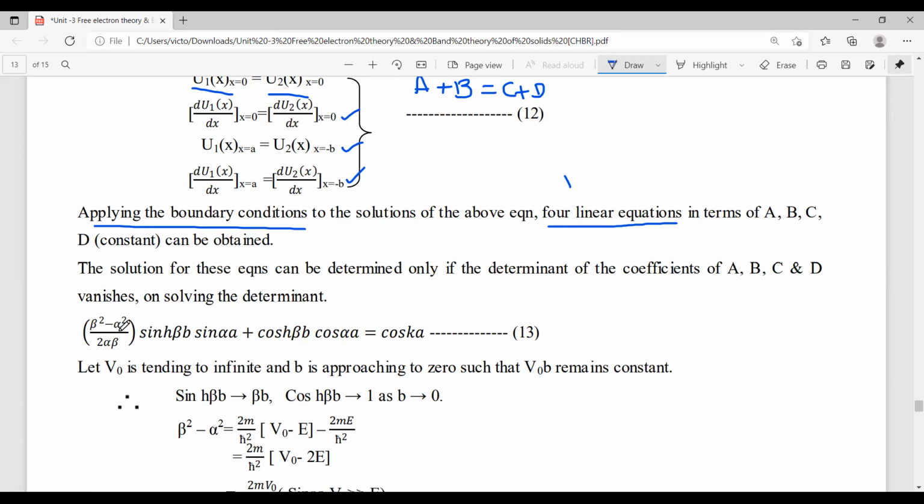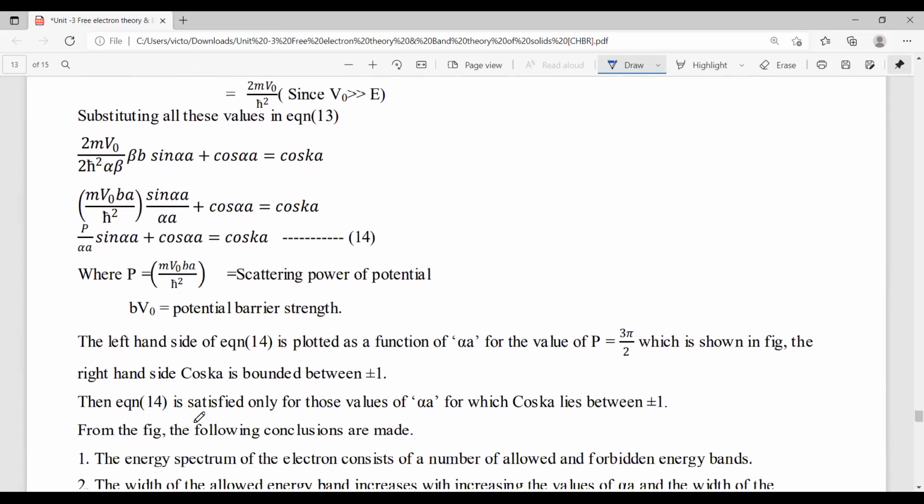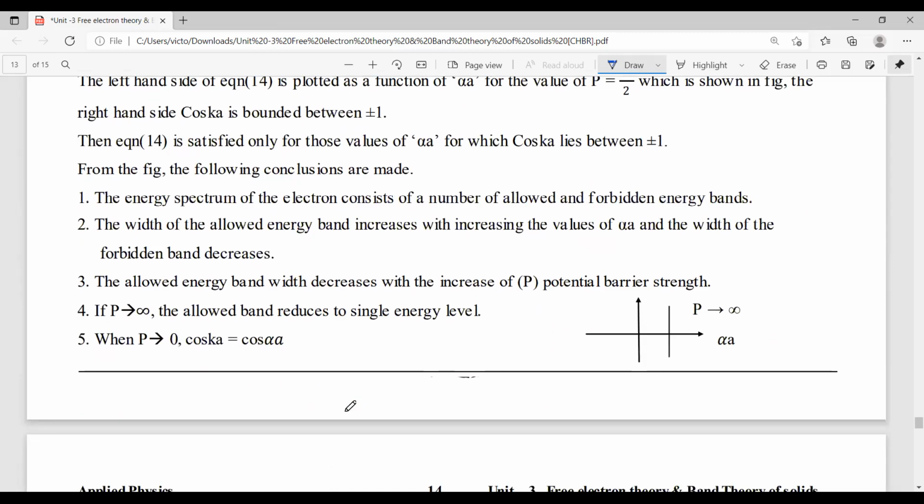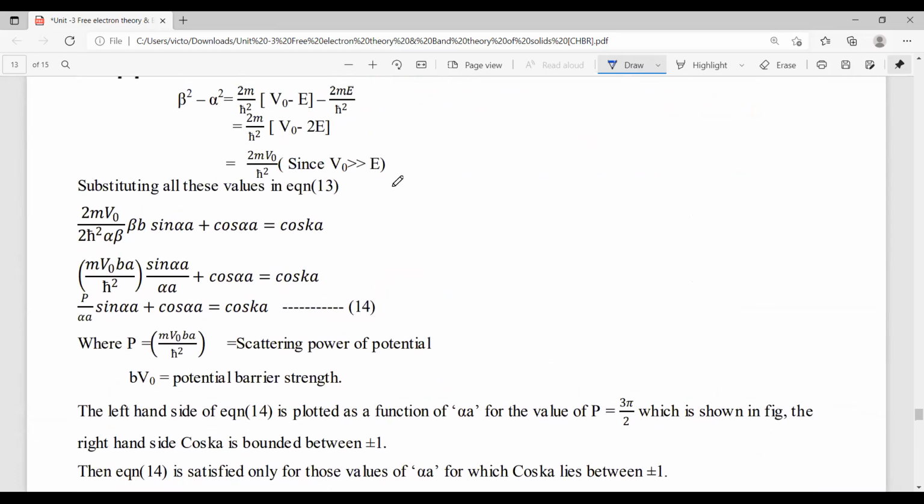Next, we will discuss a brief explanation of the concepts and points we have to cover, the conclusions. What are the conclusions from this Kronig-Penney model will be discussed in the next section.